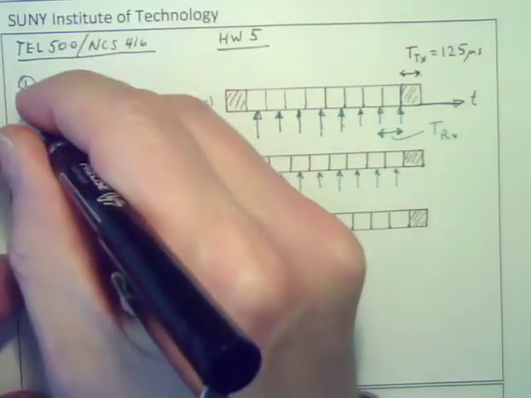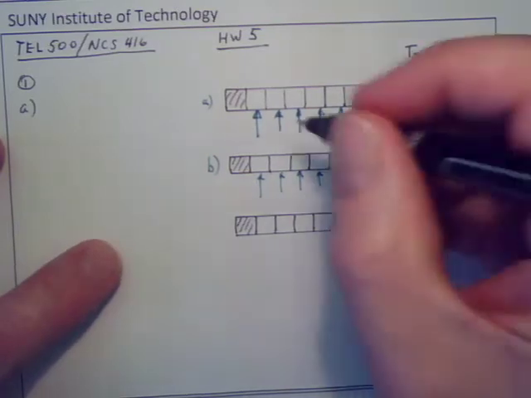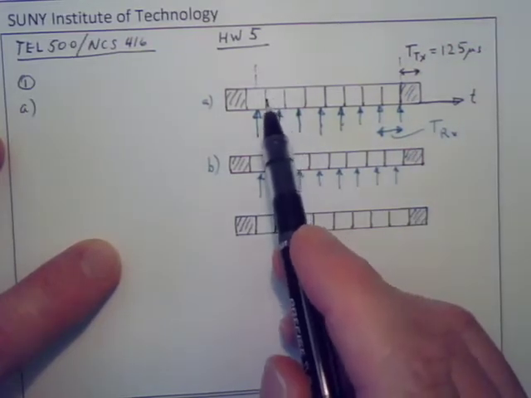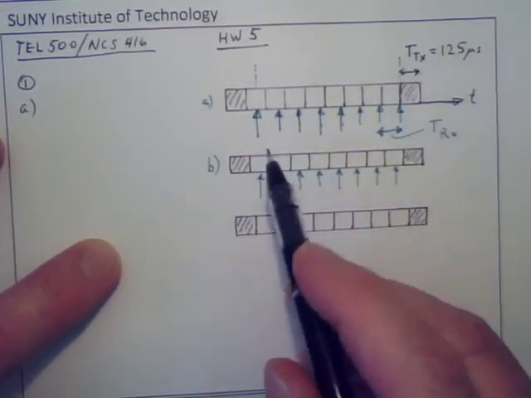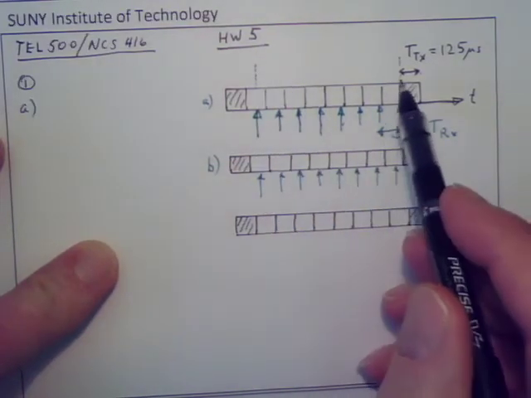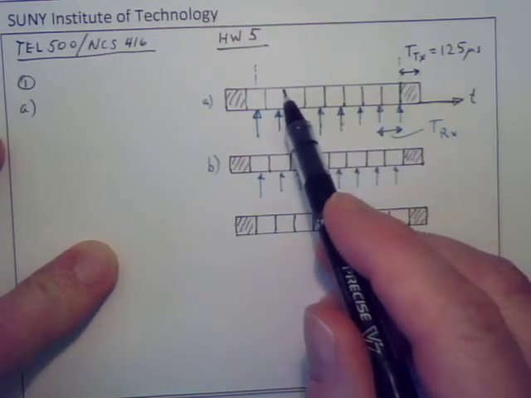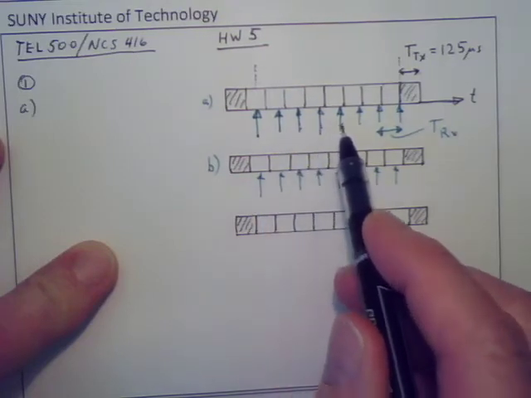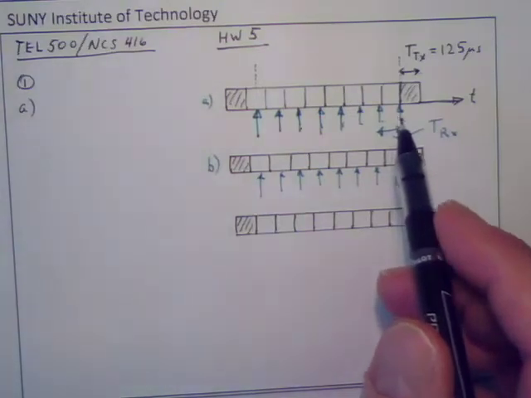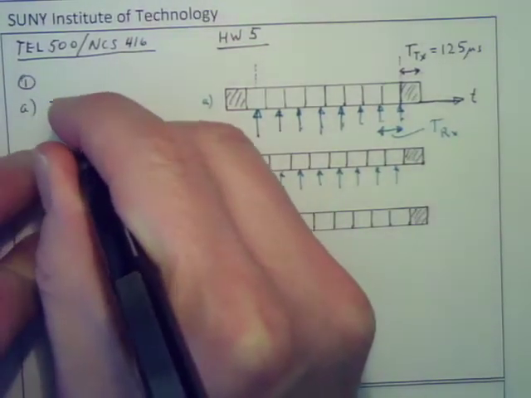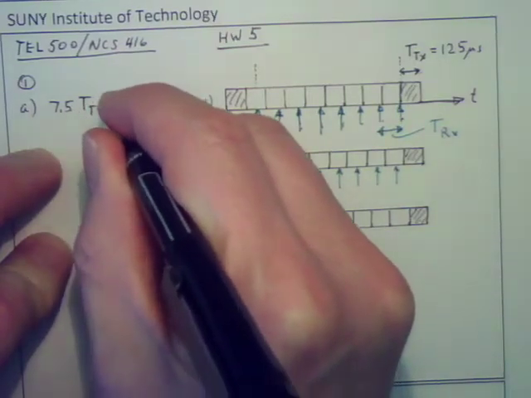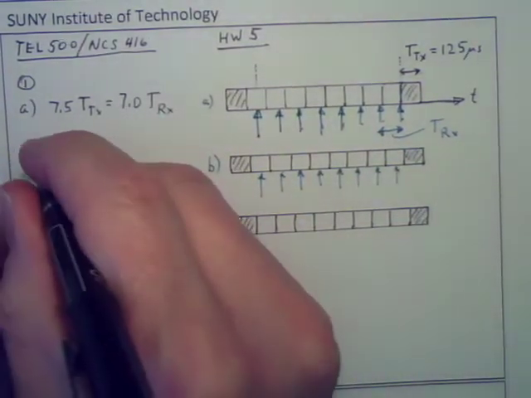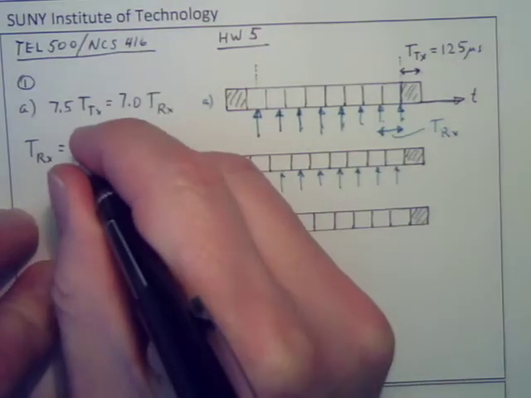So for part A, I'm going to start here in time, and end up here in time, and count how many bit periods that is for the transmitter and for the receiver. You can see for the transmitter it is 1, 2, 3, 4, 5, 6, 7.5 bit periods. However, it is 1, 2, 3, 4, 5, 6, 7 bit periods of the receiver. So 7.5 times the bit period of the transmitter is equal to 7.0 times the bit period of the receiver. We know the bit period of the transmitter, so we can solve for the bit period of the receiver.